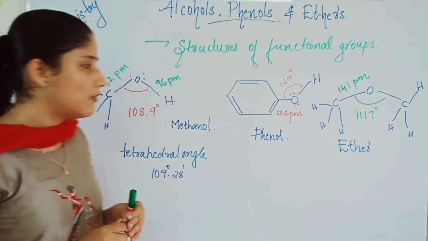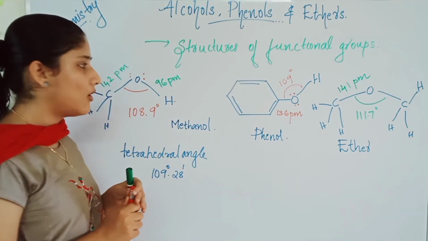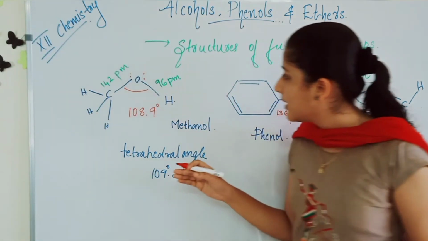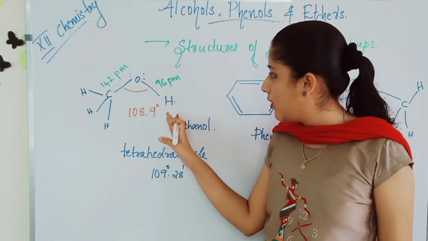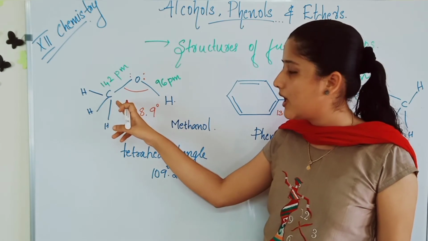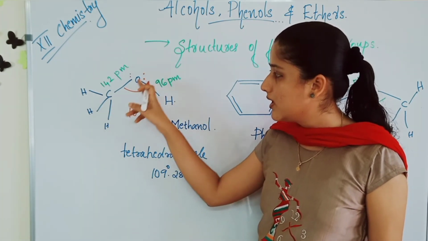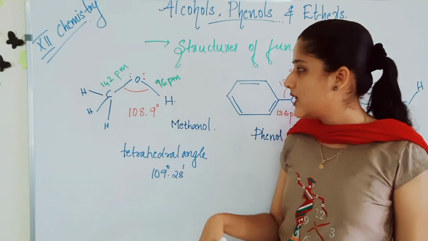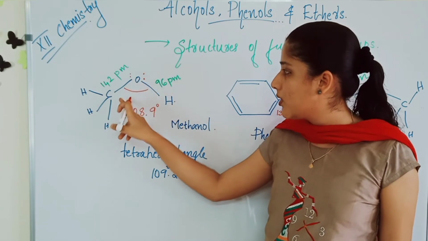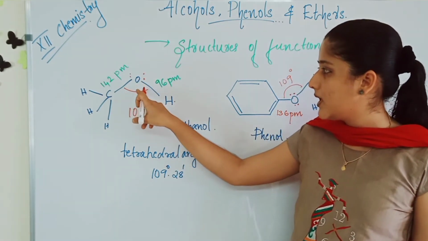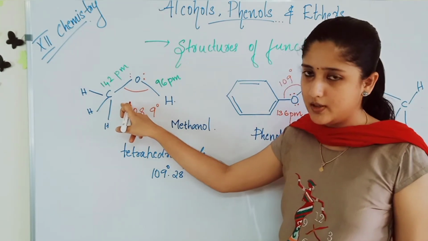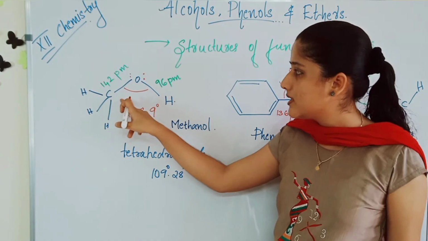Let us look at the functional groups, the structures of alcohols, phenols and ethers. What is in common? Look here. This is the structure of alcohol, where the oxygen of the OH group is attached to the sp3 hybridized carbon by a sigma bond. The bond is formed because of the overlap of the sp3 hybridized orbital of the oxygen and the sp3 hybridized orbital of the carbon. They overlap to form the CO bond.